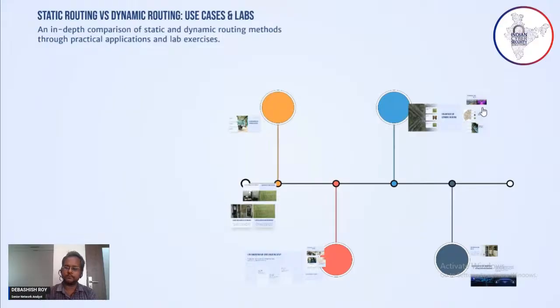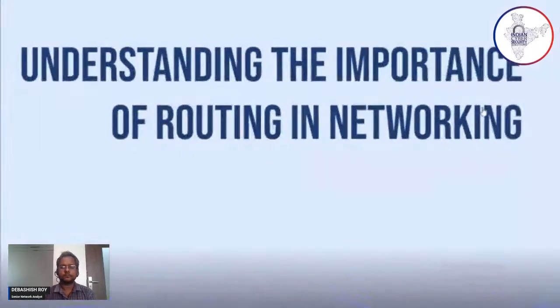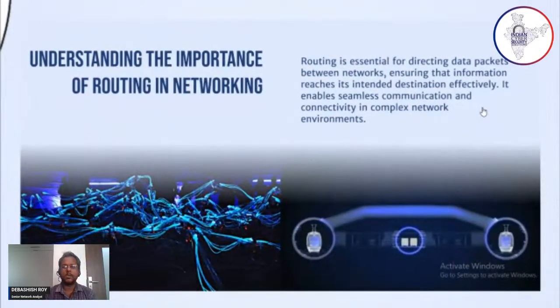So, what are those? You have to understand the importance of routing in networking first. Routing is very essential for directing the data packets, meaning sending the data packet between networks that I was telling you, and ensuring that information reaches its intended destination. Means there is a network, say here in source A, and you have a network at source B. So you are going to send the data packet wisely there so that it definitely reaches the destination. It is a reliable connection. It enables seamless communication and connectivity in complex network environments.